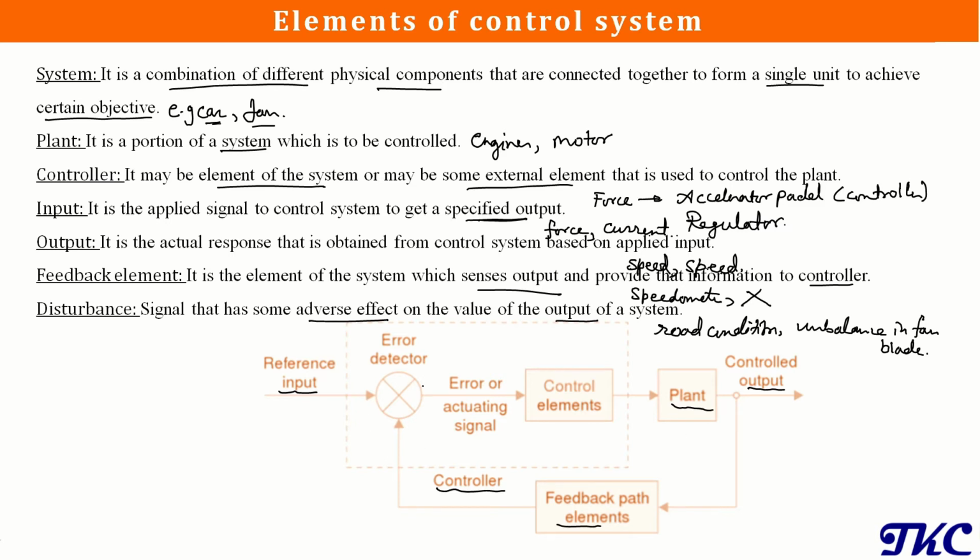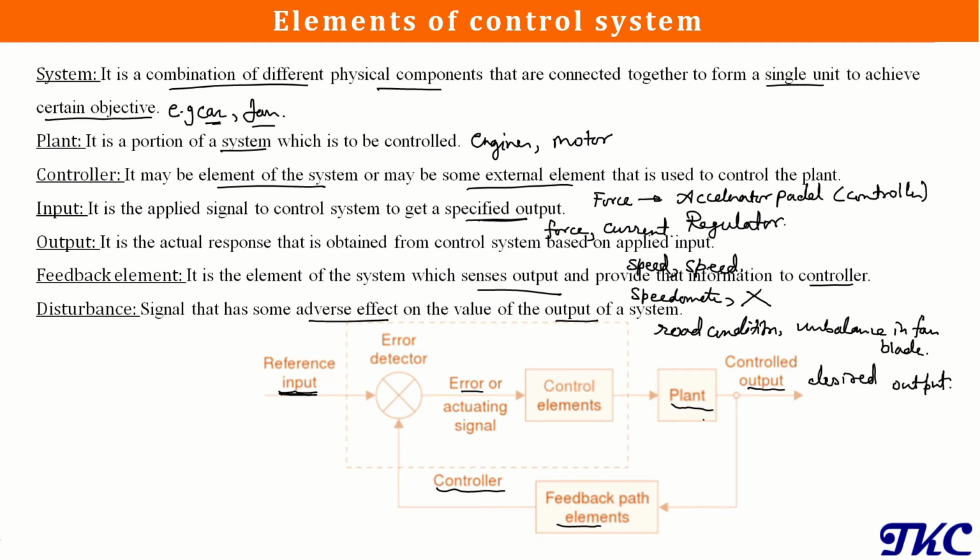Inside the controller, we have an error detector, which is also called a summing point. It is an element of the controller that compares the reference input and the feedback value that we receive from the feedback sensor. If there is any error, then that error is sent to the control element, and that control element controls the plant, and accordingly our output is changed or modified. This process occurs until we get the desired output.